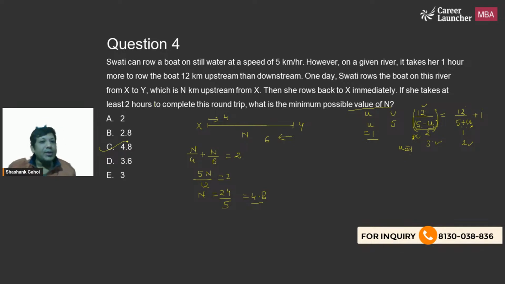Because as time increases, the value of n also increases. But the question is saying what is the minimum possible value of n? It means I have to minimize the time. It is saying at least 2 hours, so I am taking 2 hours only. So if I take time as 3 hours, then the value of n will be higher, the distance will be higher. Make sense?